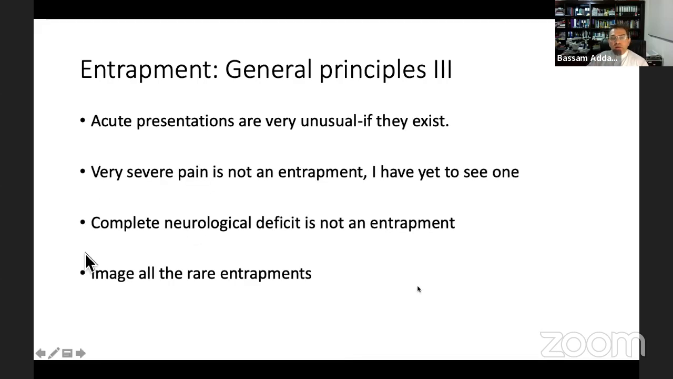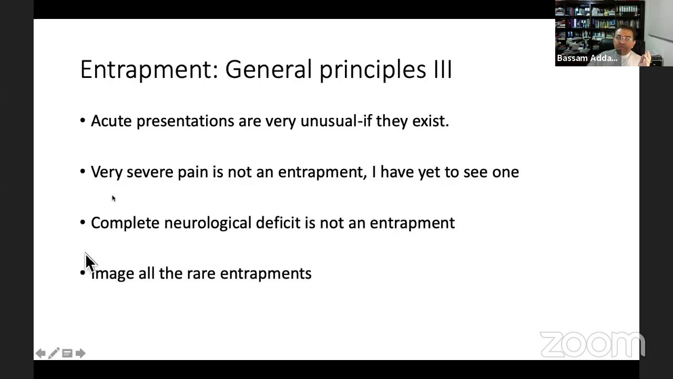You can confidently use these as general statements. The first one is that acute presentation in entrapment neuropathies is very, very unusual. It is unusual to have a patient with acute carpal tunnel or acute cubital tunnel. You should seek another cause.